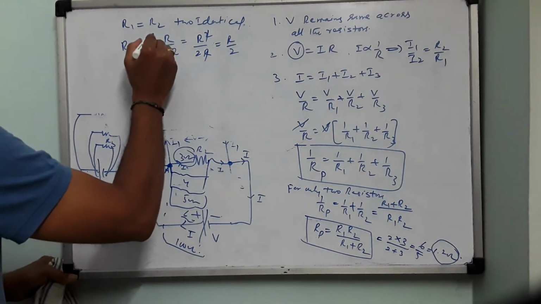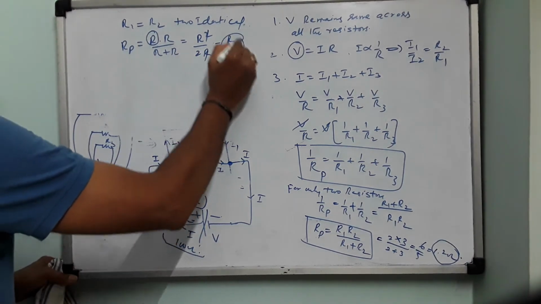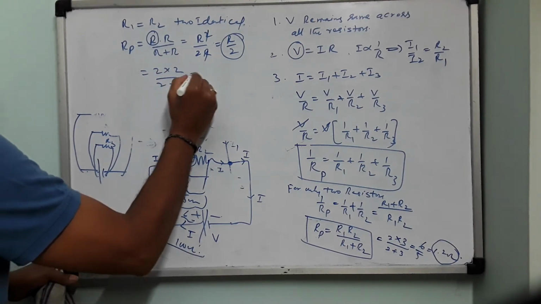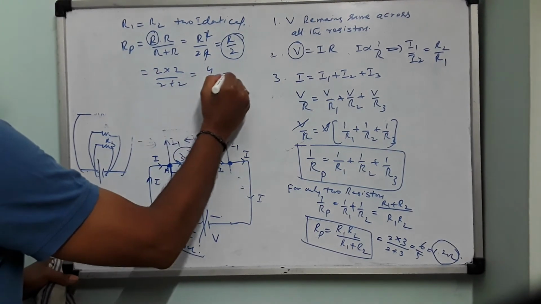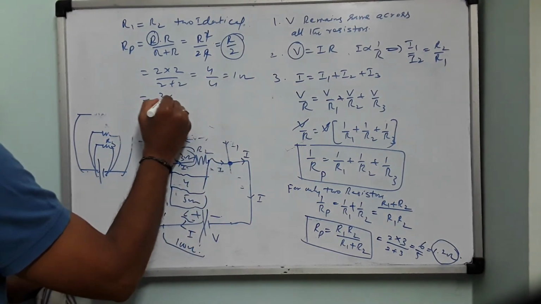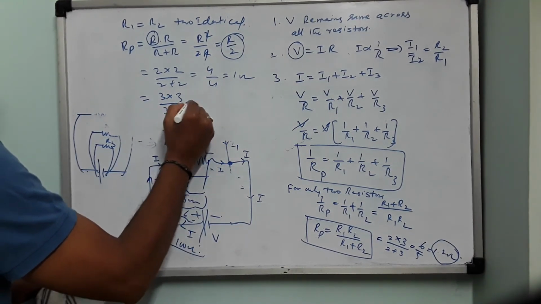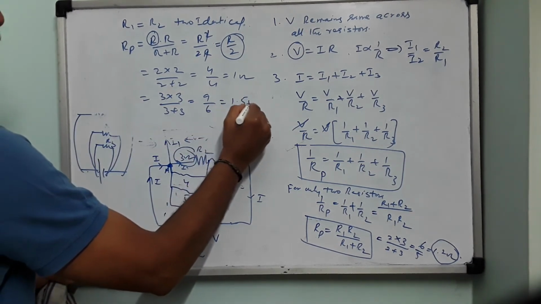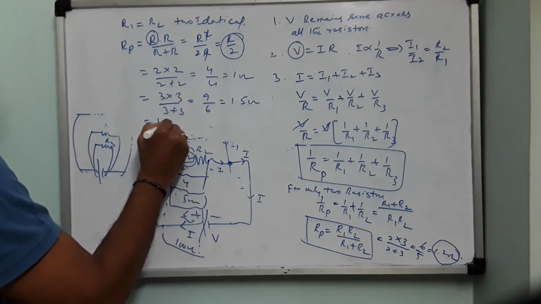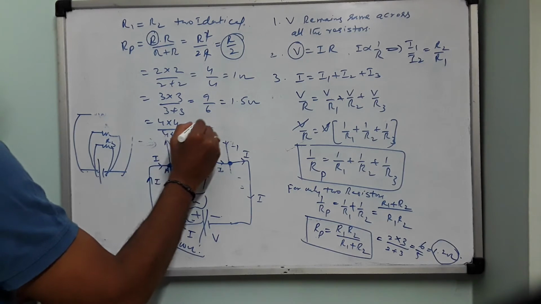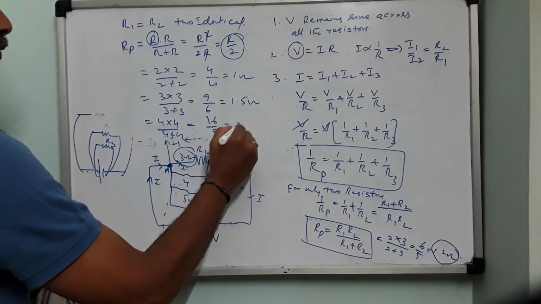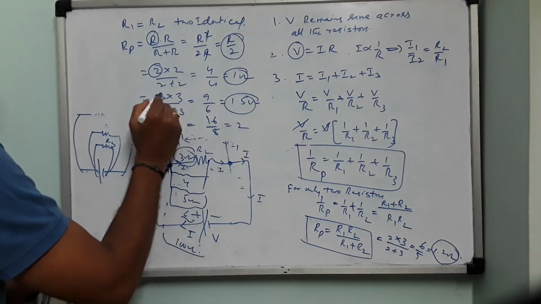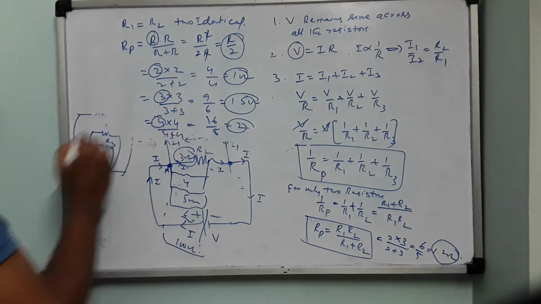Usually each resistance has a value R, but you are getting a combination as R by 2. Suppose I use 2 ohm and 2 ohm: 2 into 2 by 2 plus 2, that is 4 by 4, equals 1 ohm. If you use 3 into 3 by 3 plus 3, that is 9 divided by 6, this will be 1.5 ohm. If I use 4 into 4 by 4 plus 4, that is 16 divided by 8, which is nothing but 2. Remember, 1 is half of 2, 1.5 is half of 3, 2 is half of 4.